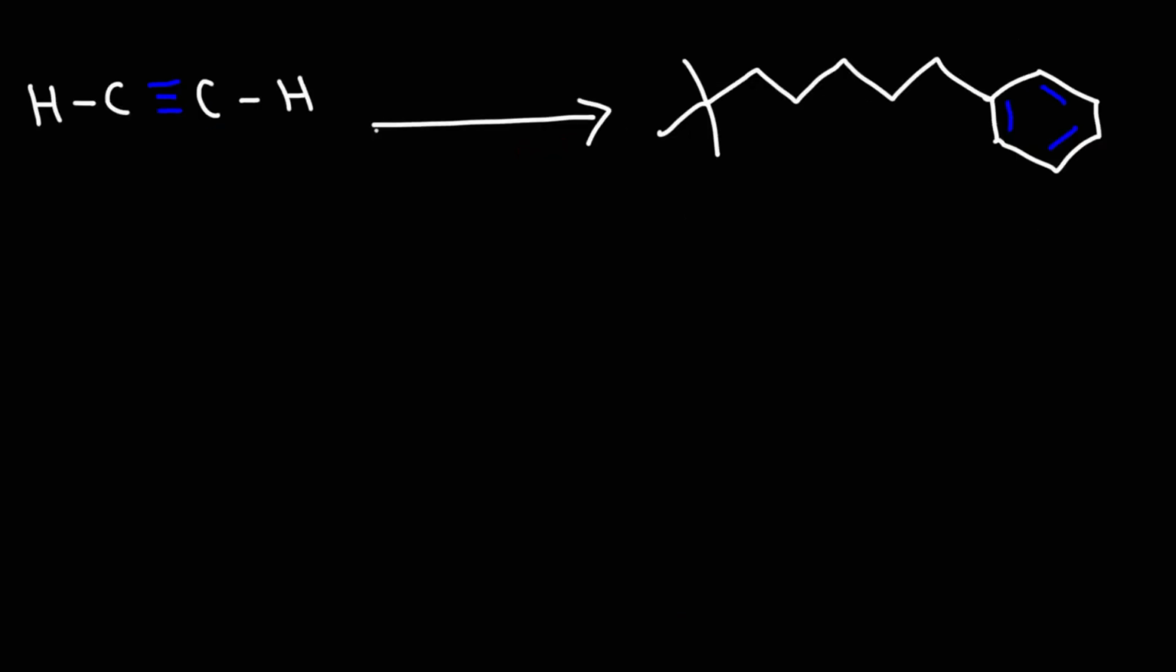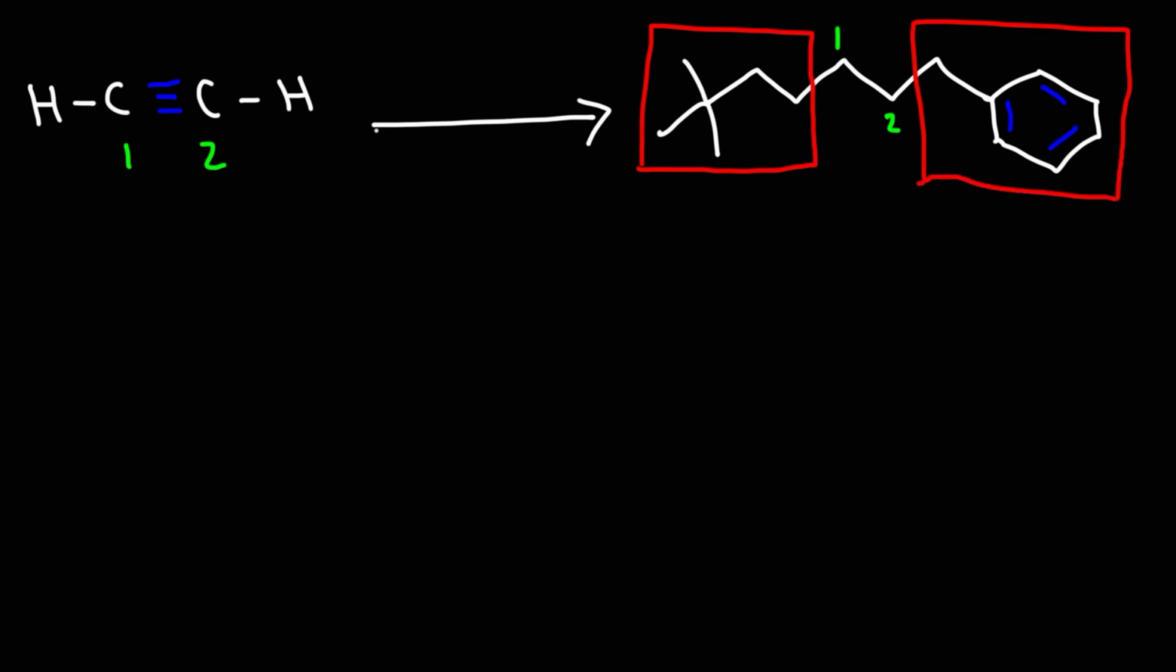Here's another problem. Convert acetylene into the product that you see on the right. Go ahead and try that. So this 2-carbon molecule, let's say these are the 2 carbons that came from acetylene. So this side will be the left side that we need to add, and this side here will be the right side.